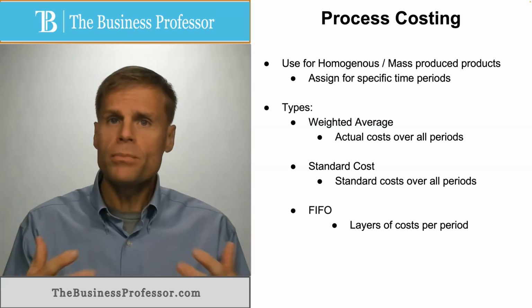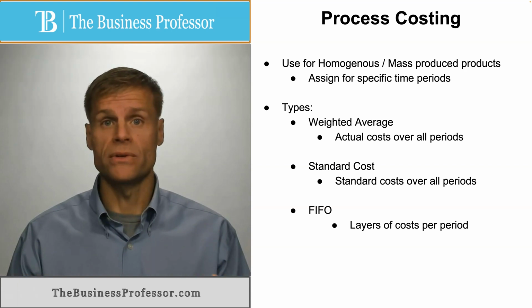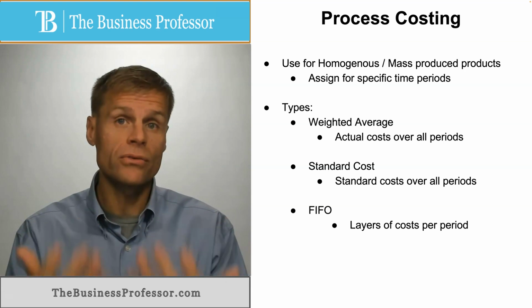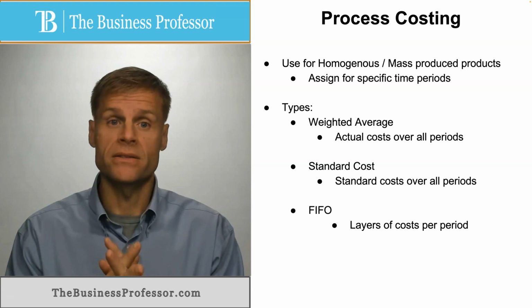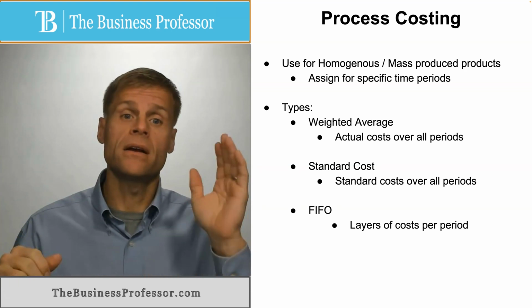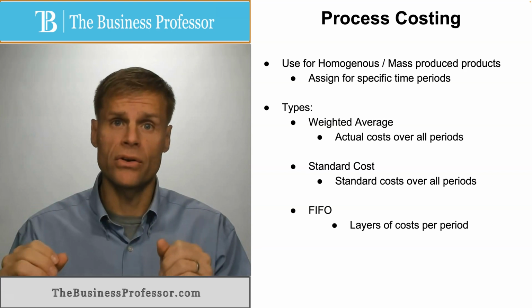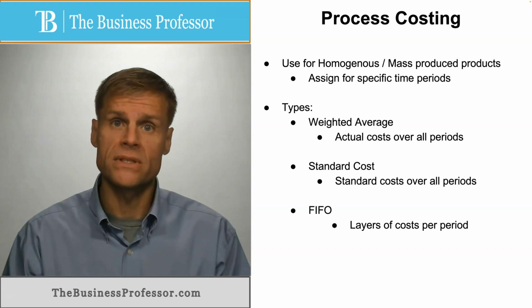Now, one step in the process was accumulate all the costs that you're going to assign. Now, how do you do that? That's a little bit more complicated process. There are general approaches to it. One is the weighted average approach, where basically you're saying, you know, cost at the beginning, cost at the end, and then you say the actual cost incurred over the time period.